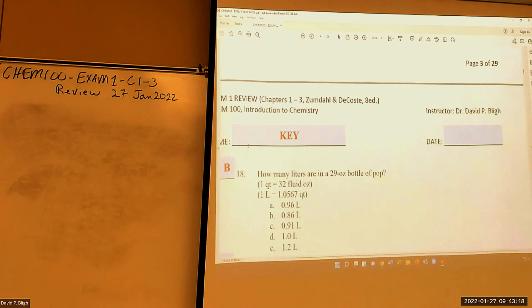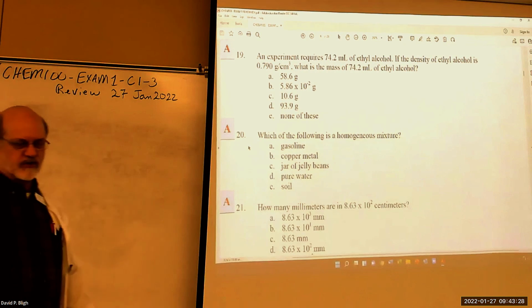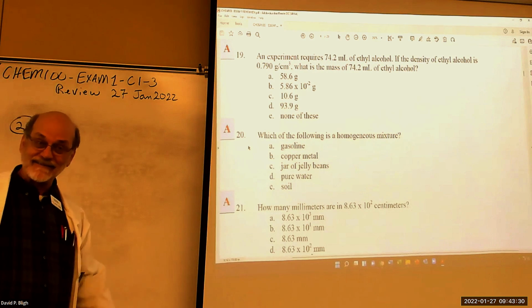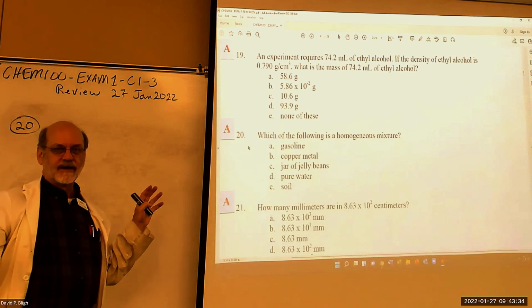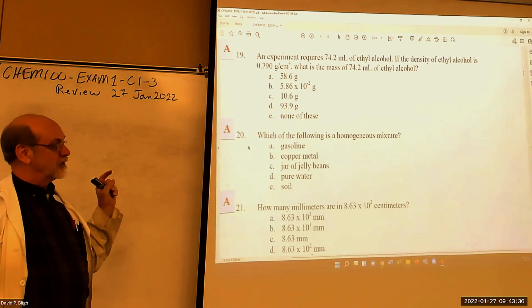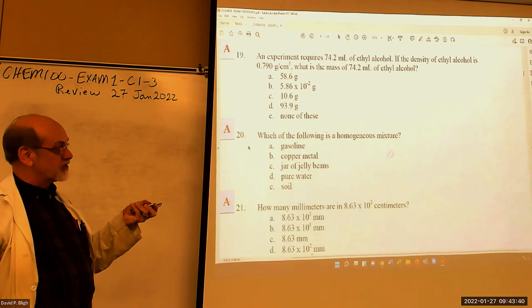All right, that was 18. 20, which is a homogeneous mixture. Okay, we had an example like this during the lecture. And what did I do? I worked backwards. Which ones are mixtures?